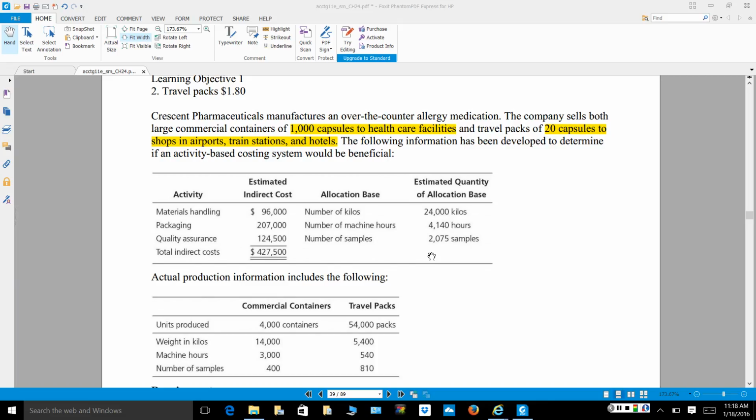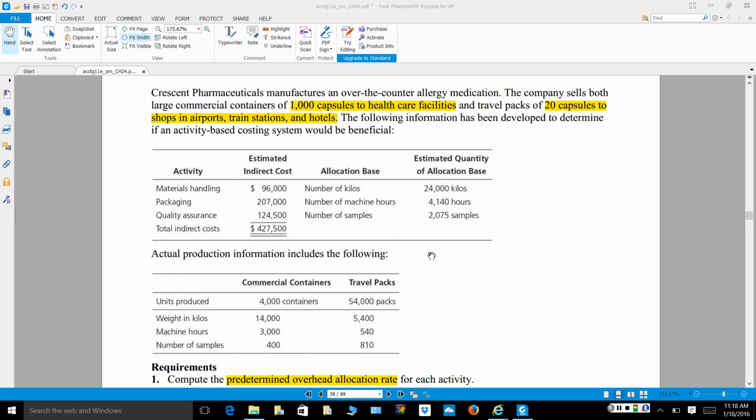So the next thing that your text provides us is the actual information about our product. We actually produced 4,000 commercial containers and 54,000 travel packs. We have the drivers for each one of those, weight in kilos, machine hours, and number of samples.